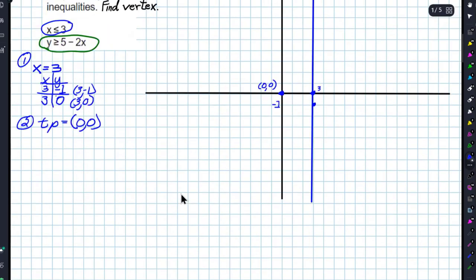Okay, so here we're going to test our test point. Step 3. x is less than or equal to 3, and that's a positive 3. Here's x, here's y on the test point, 0. 0 is less than or equal to 3, and we know that's true. So our test point gives us a true for the blue line. So I will shade on the true side of the line.